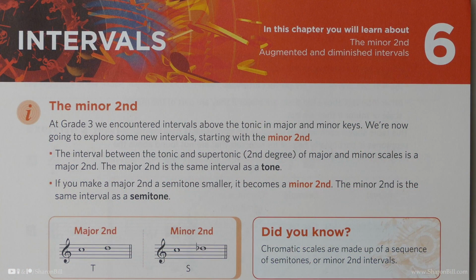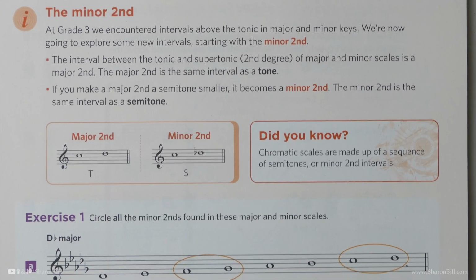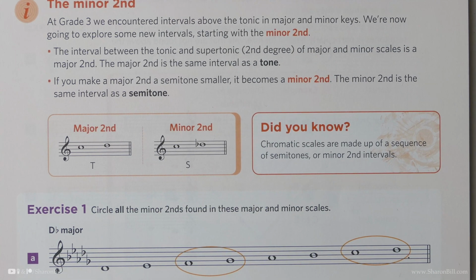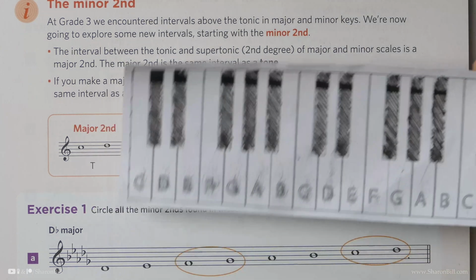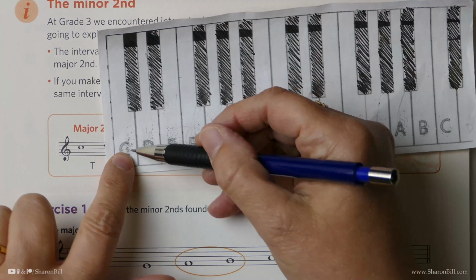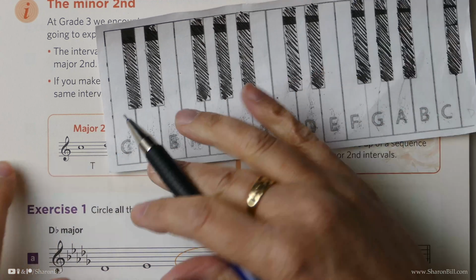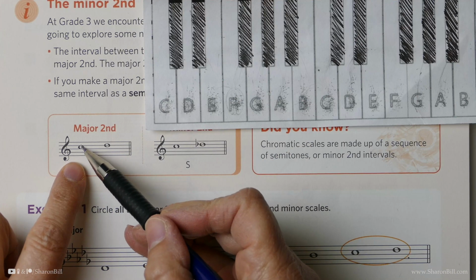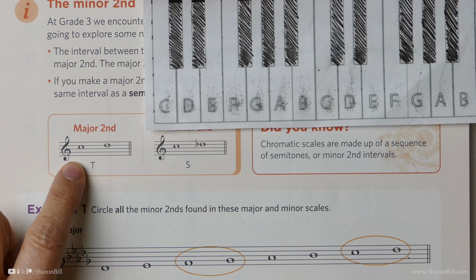We move on now in the Grade 4 Discovering Music Theory workbook to page 39, looking at the topic of intervals, where we now add the interval of a minor second. So let's just refresh our memory on what we've discussed so far in previous grades on intervals. And so we know that C to D is a second of some sort.